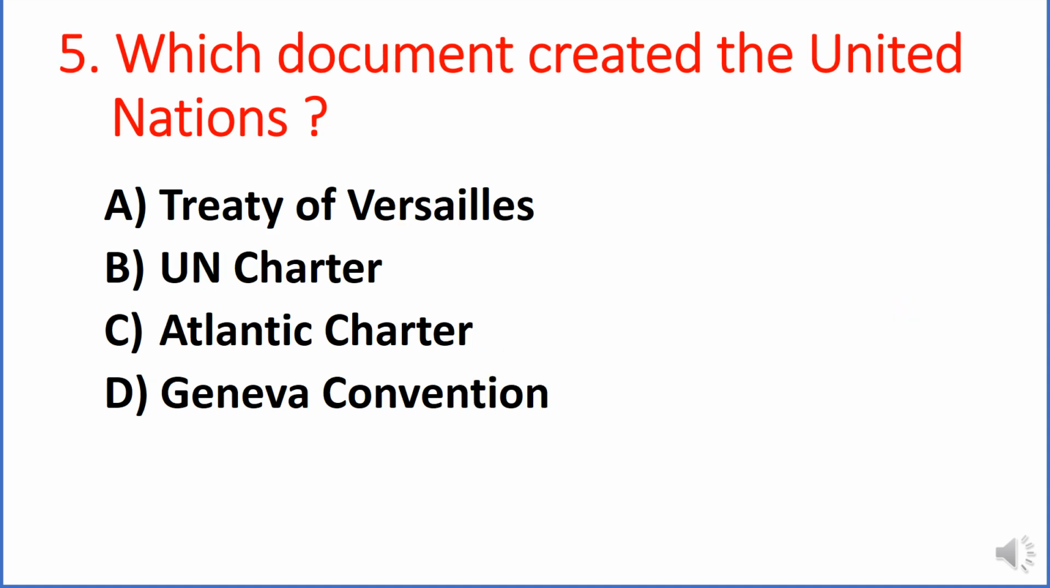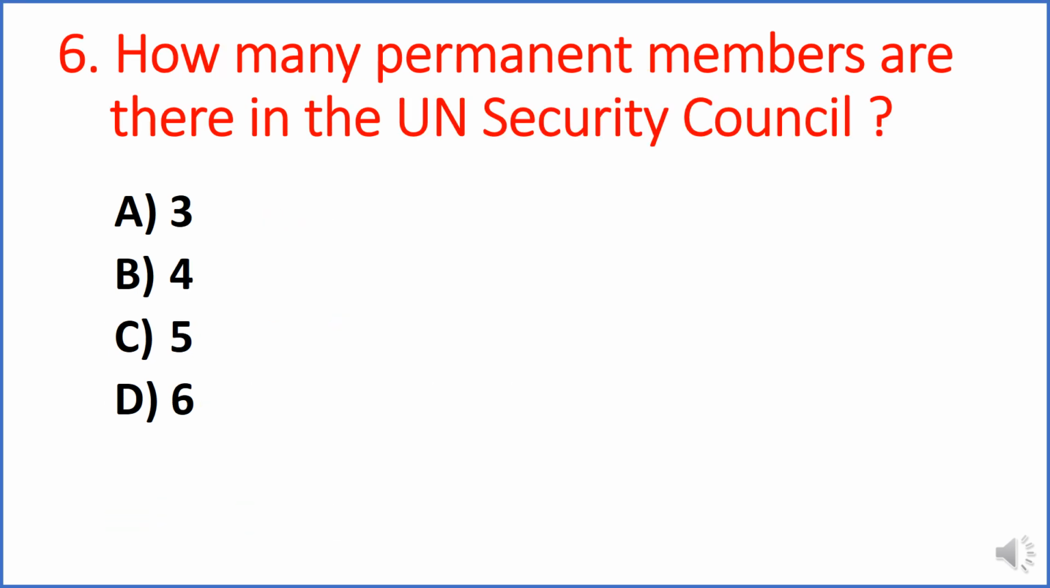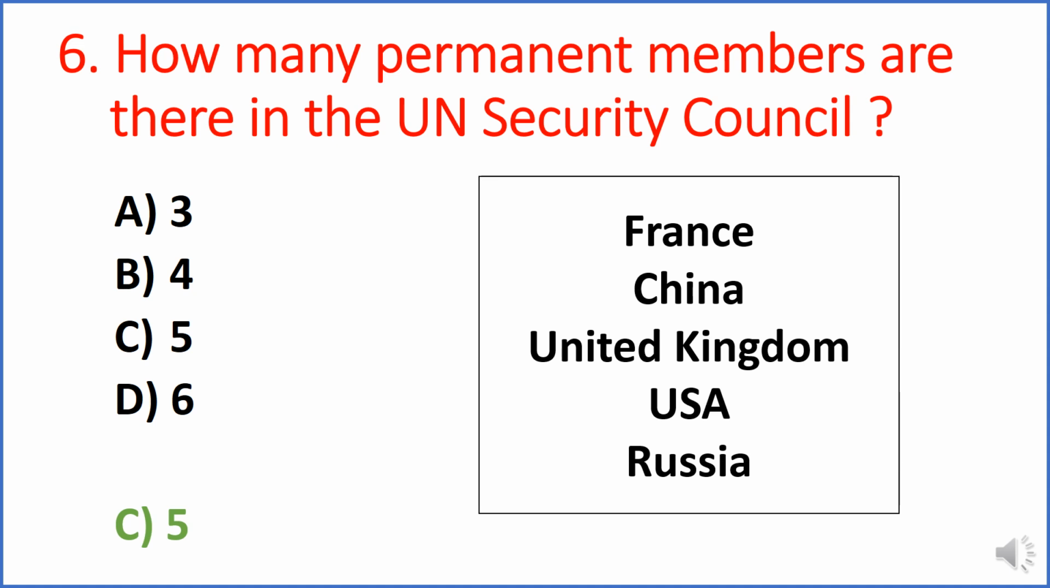Which document created the United Nations? Correct answer is UN Charter. How many permanent members are there in the UN Security Council? Correct answer is 5. And the members are France, China, United Kingdom, USA, and Russia.